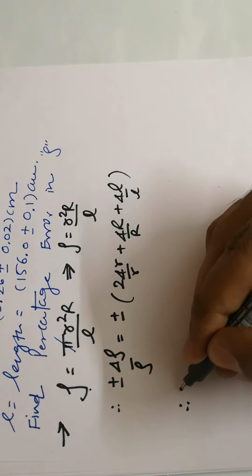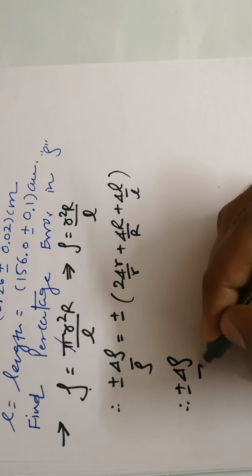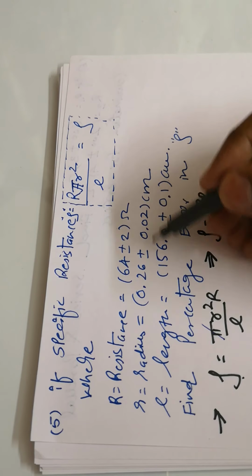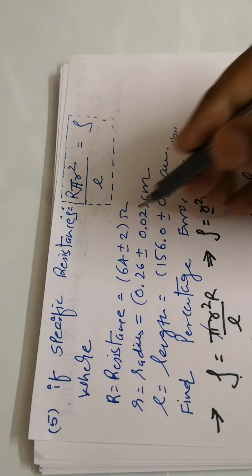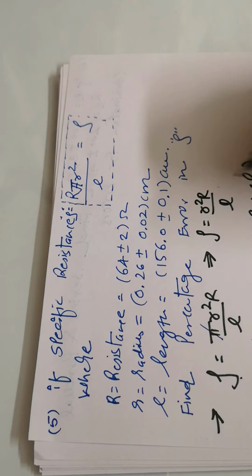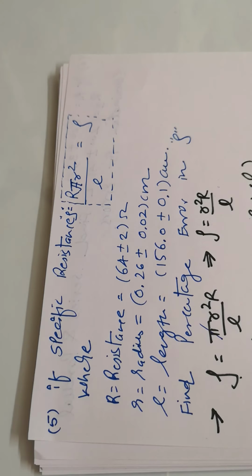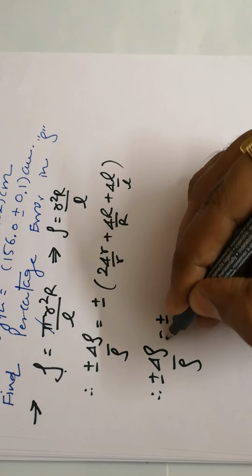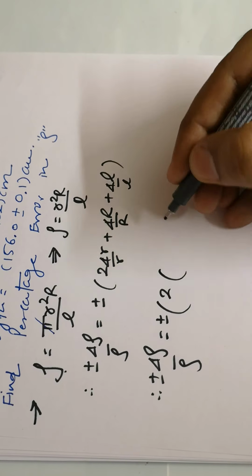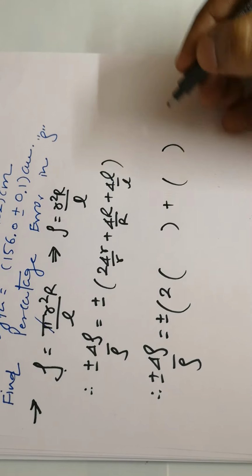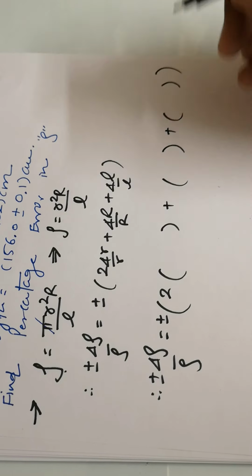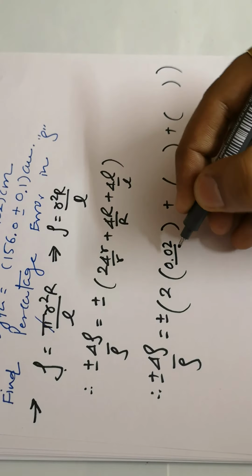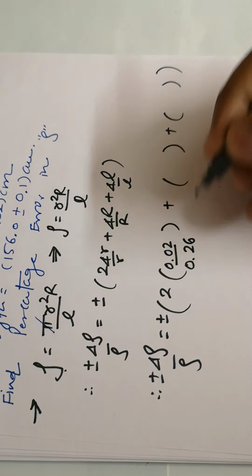So I am now putting those values which have been given to me from the data. Delta r is equal to 0.02, r is 0.26, R is 2.64 and delta L by L is 0.1 divided by 156.0. Whenever you are putting such data, be careful because a minor change may lead to a wrong answer. At that time you are not in a position to remove your errors. So don't make any type of human error.